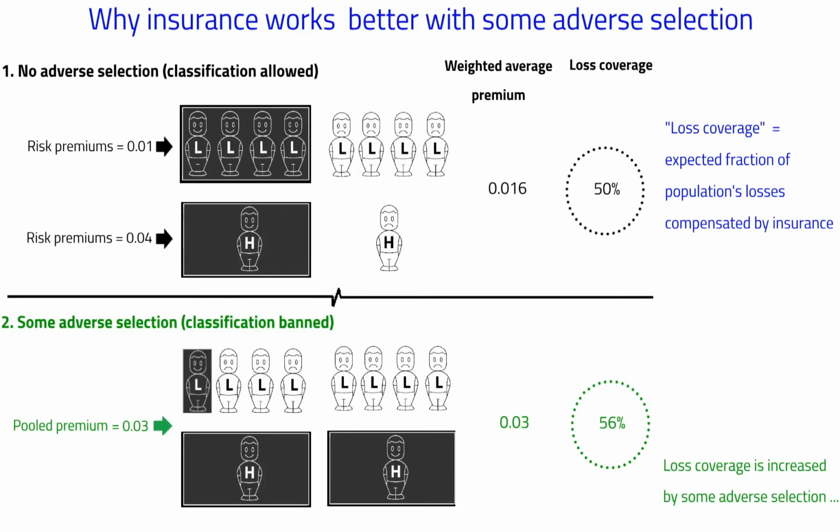And if you play around with the example, I think you will find that it doesn't depend in any sensitive way on the particular numbers I've chosen. There's no trick in the numbers I've chosen. The point is quite general. Notice that I do say only that insurance works better with some adverse selection, not with any amount of adverse selection.